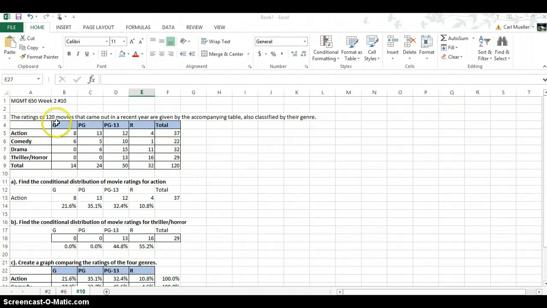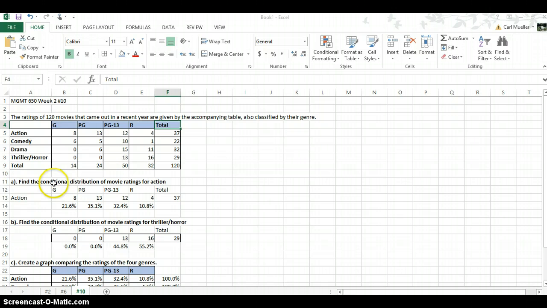The ratings of 120 movies that came out in a recent year are given by the accompanying table below, classified by genre. Here the genres are action, adventure, comedy, and drama, and then the ratings across the board, and you can see the totals. And the total down here is what you can think of as the grand total, because it adds up all the genres going across. And this is just the total per variable. So keep in mind why there are two different totals, and get a sense of what they are.